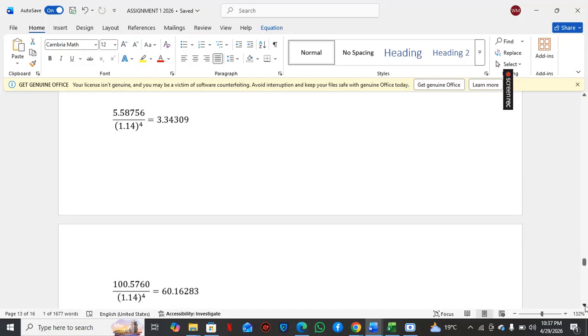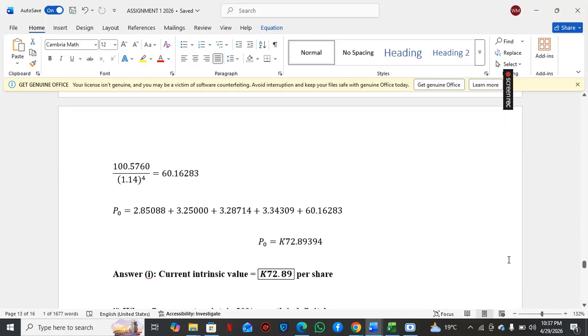Then when you do your tabulations, after you've done all the discountings, these are the present values of all the dividends and the terminal value. You're going to get 72.89394. That is the value of the share. That's how much someone must pay for this share when they go to the securities exchange.